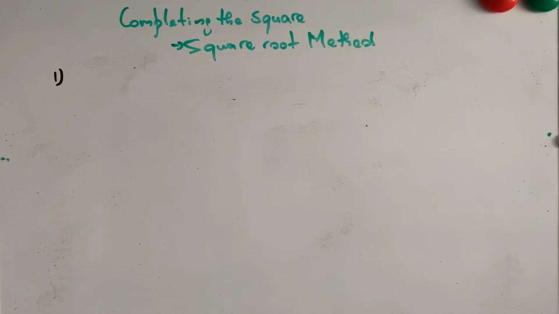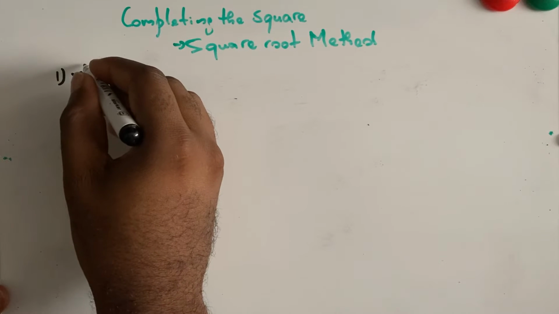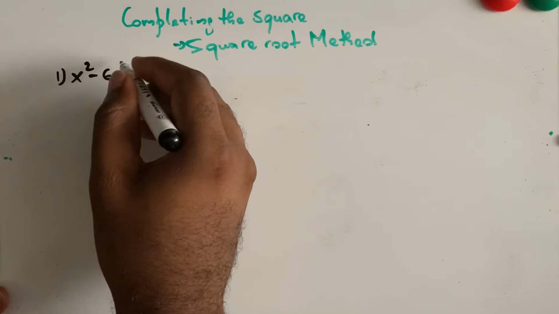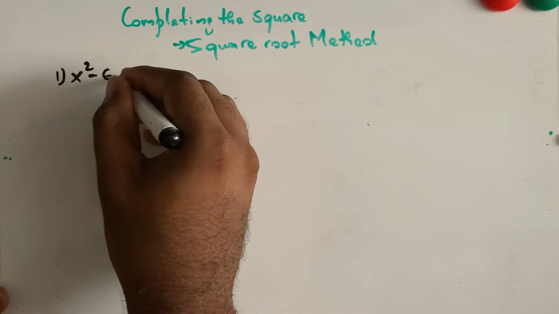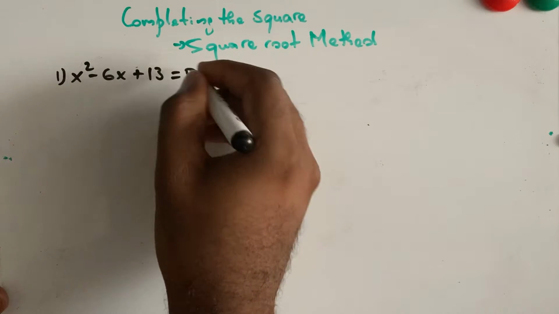Hello guys, this video is to show you how to solve a quadratic equation by completing the square and then using the square root method. Okay, so I'm going to go ahead and write one of the problems I'm going to solve here for you. x squared minus 6x plus 13 equals 0.